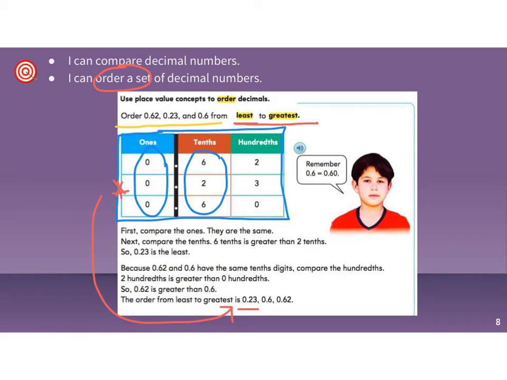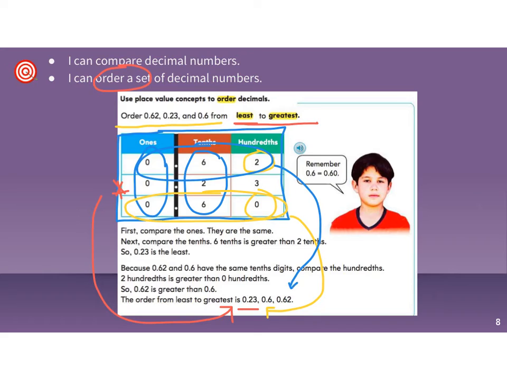So then looking at our final 2 in the hundredths place versus 0 in the hundredths place, I know that 2 hundredths is going to be greater than 0 hundredths. So that would tell me that my middle number is going to be 0 and 6 tenths, which is equivalent to 0 and 60 hundredths, with the greatest number being 0 and 62 hundredths.